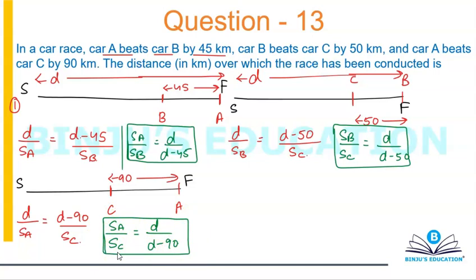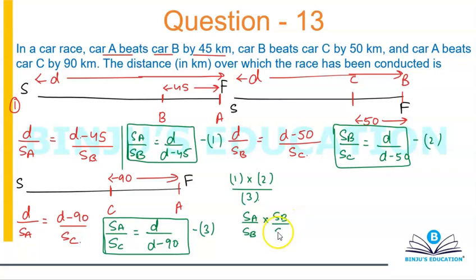Okay, now we need to calculate the value of the distance D. In order to calculate the value of D, this is my equation number 1, my equation number 2, and this is my equation number 3. I can do equation number 1 multiplied by equation number 2 and whole divided by equation number 3. Let's see what will happen. I will have SA by SB multiplied by SB by SC, whole divided by SA by SC.